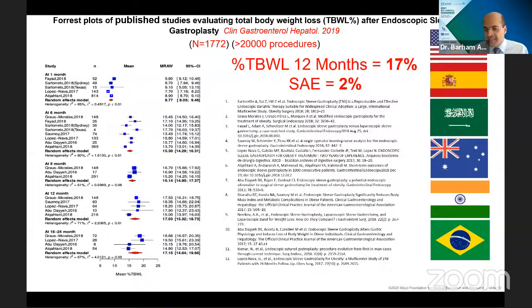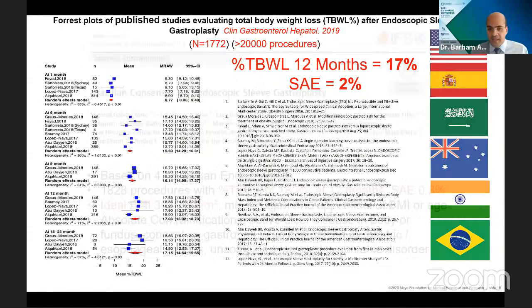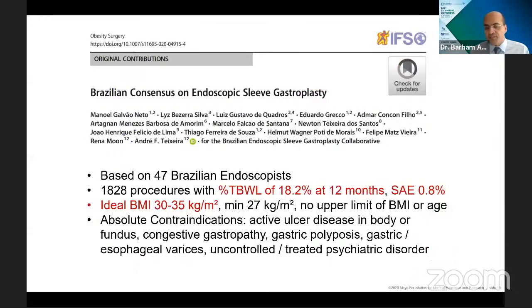Now, more importantly, the incidence of serious adverse events is 2%. And these serious adverse events tend to be events that you could manage conservatively, either with antibiotics or with interventional radiology drainage. They do not require major surgical revision, and mortality so far has been reported at 0%. Now, this was corroborated from a very large series from our colleagues in Brazil that included about 1,800 patients, showing a very similar total body weight loss of about 18.2% at 12 months, with actually a lower SAE rate of about 0.8% in that consensus statement.